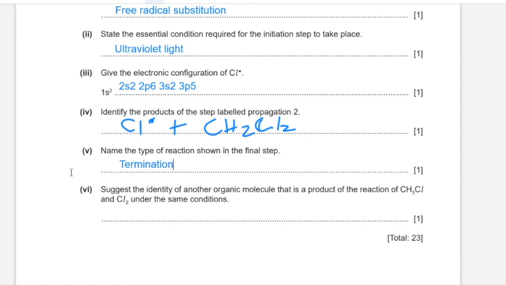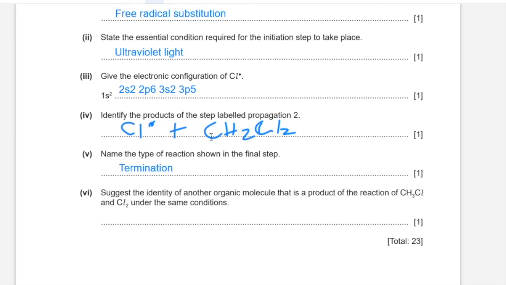6. Suggest the identity of another organic molecule that is a product of reaction of chloromethane and chlorine under the same conditions. In free radical substitution reactions, the carbon-hydrogen bond is replaced by carbon-chlorine bond because the carbon-hydrogen bond is weaker. And so after dichloromethane has formed, you still have 2 carbon-hydrogen bonds in the compound. You can replace those bonds with carbon-chlorine bonds, and so if you do that, that would give you a new compound with the formula CHCl3 with single carbon-hydrogen bond.